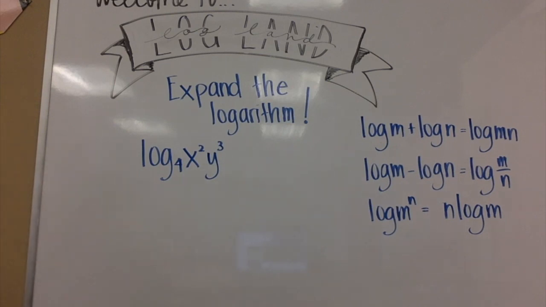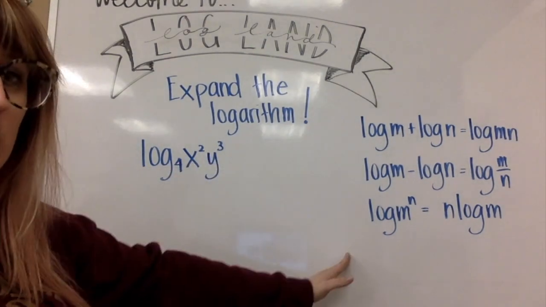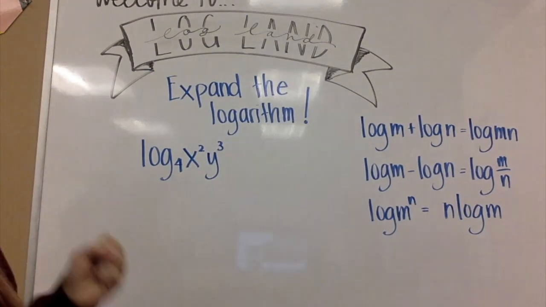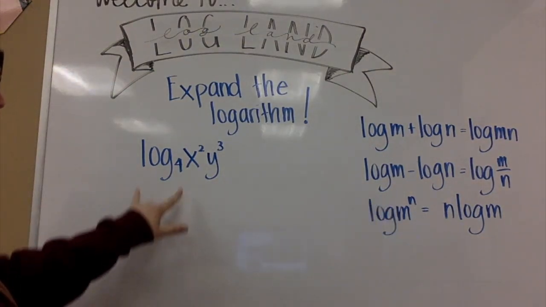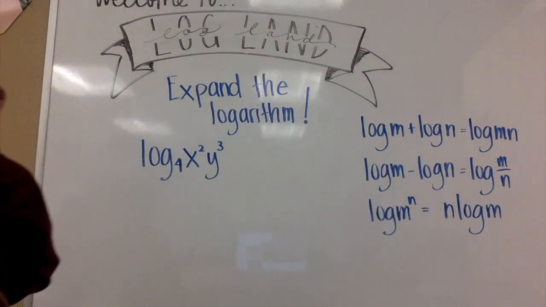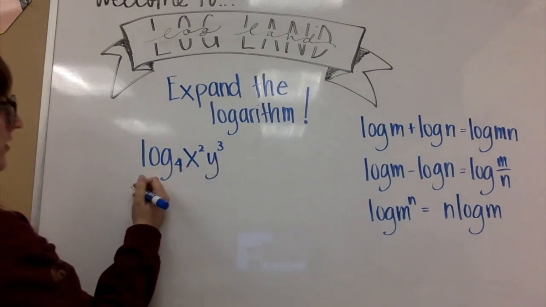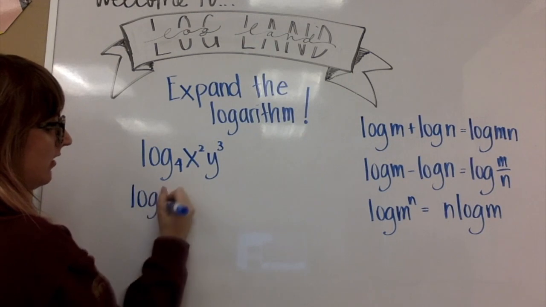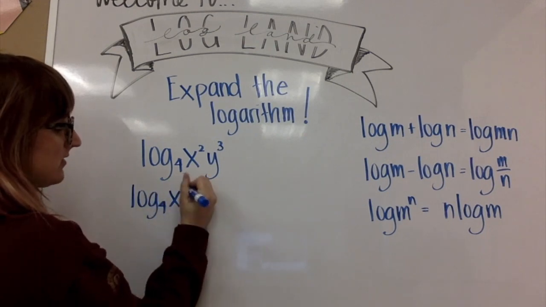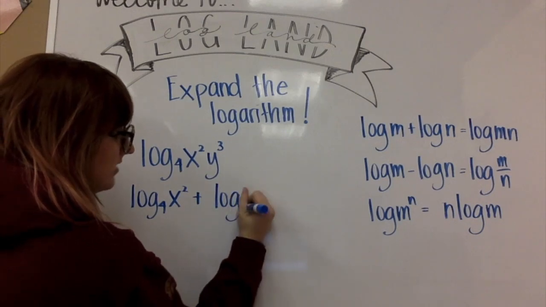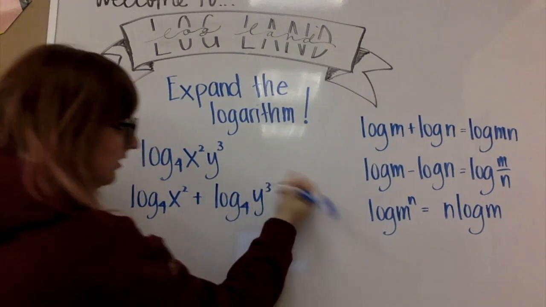So the next thing that we're going to do is we're going to expand a logarithm. So I know that because of these three properties here, I can take this logarithm and expand it. I can stretch it out. So I'm going to break it apart first by undoing this multiplication here. So I rewrite it as log base 4 of x squared plus log base 4 of y cubed.